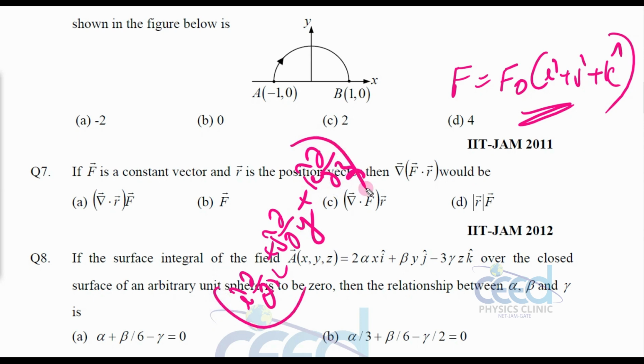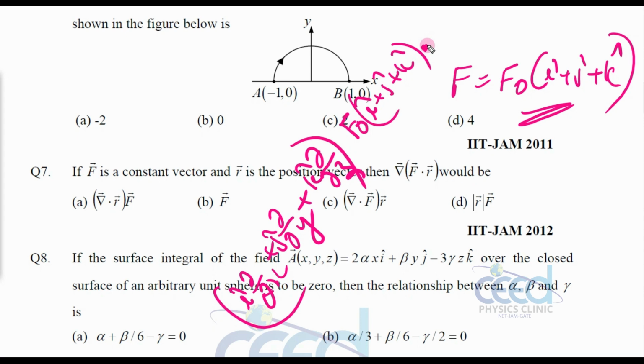Applied to F dot R, what is F? That is F0 into i cap plus j cap plus k cap, dot R.